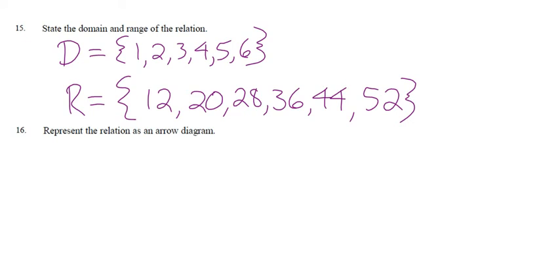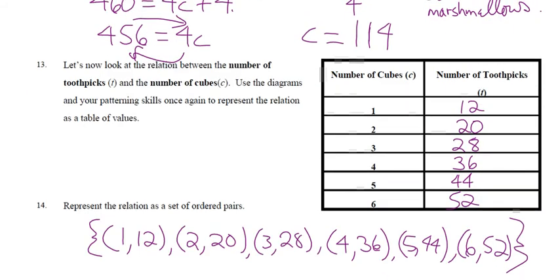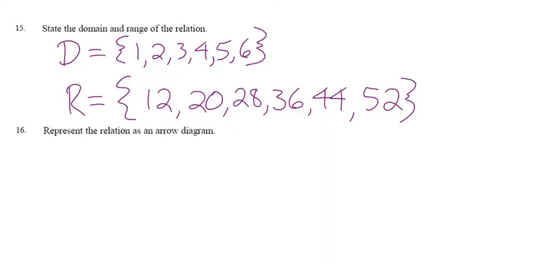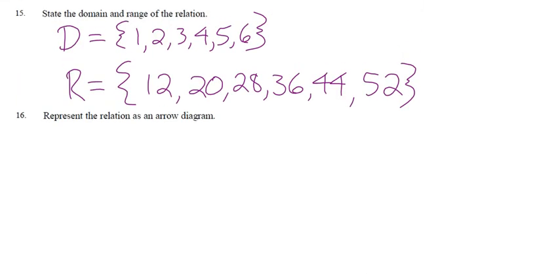Represent the relation as an arrow diagram. So far, information is maintained here, right? Table of values, we know what 1 and 12 mean. Ordered pairs, we know what 1 and 12 mean. We know they go together, right? 1 goes with 12, 2 goes with 20, and so on. Domain and range, we now lose that information. We know what is allowable as the independent variable. We know what is allowable as the dependent variable, but there's nothing here that says 1 goes with 12, 2 goes with 20, and so on, right? So domain and range, you're losing information.